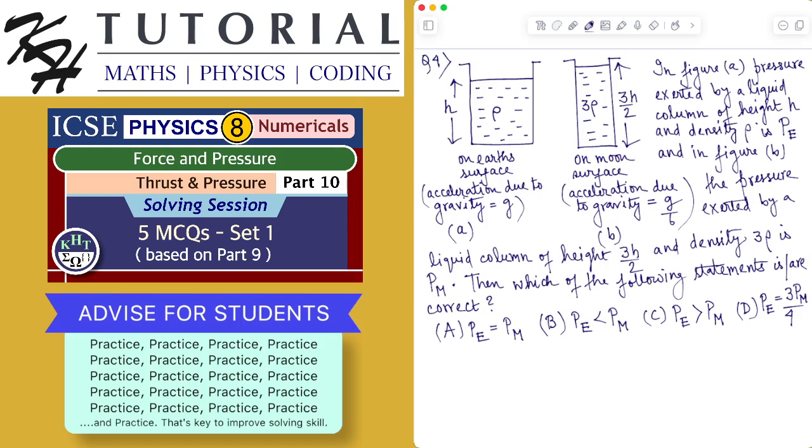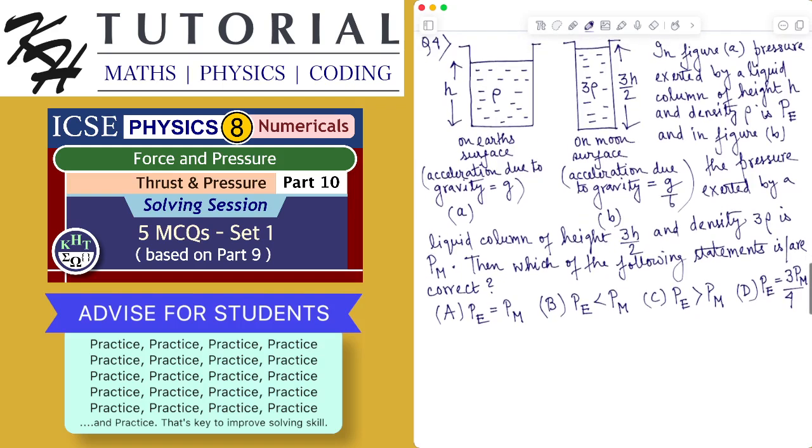Okay. So in figure A, the pressure exerted by a liquid column of height h and density rho is Pe. And in figure B, the pressure exerted by a liquid column of height 3h by 2 and density 3 rho is Pm. Pe means E for earth and Pm, M for moon. Then which of the following statements are correct? So we have to find Pe and Pm and compare them.